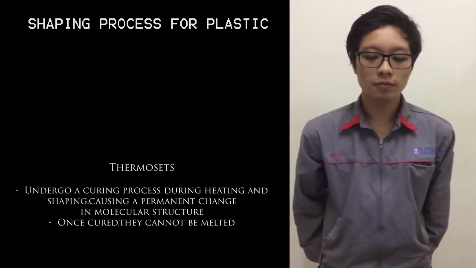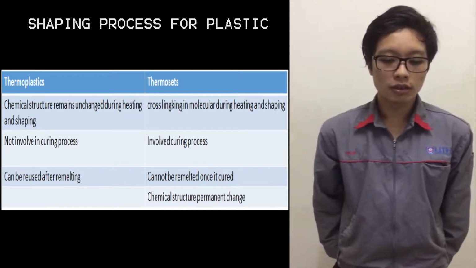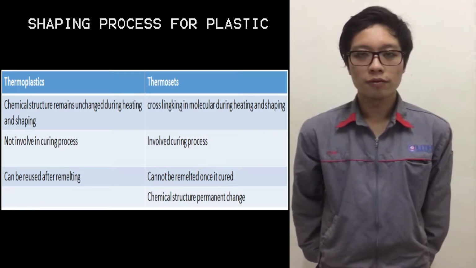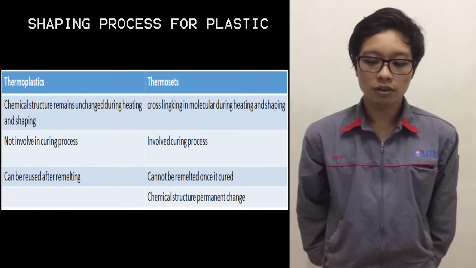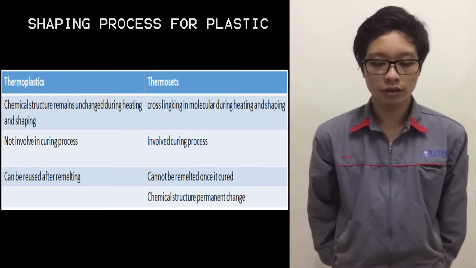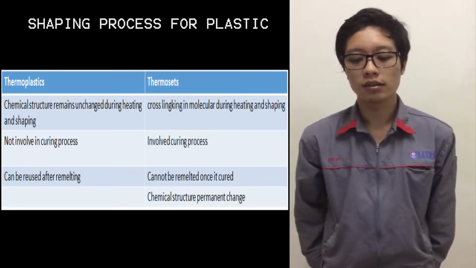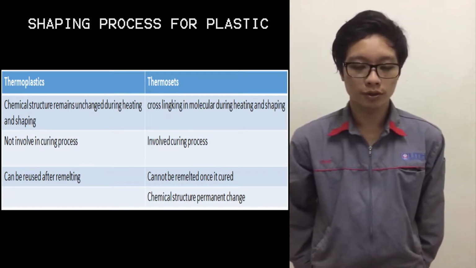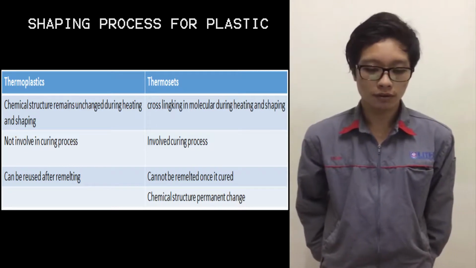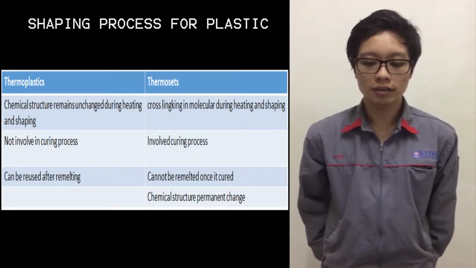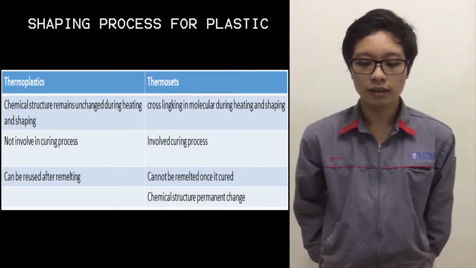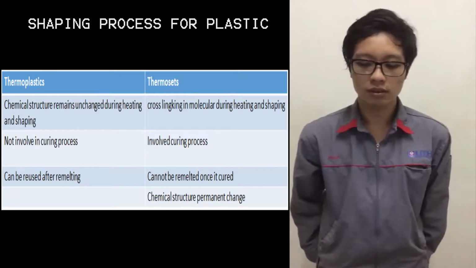So the difference between thermoplastics and thermosets is, for thermoplastics, the chemical structure remains unchanged during heating and shaping. For thermosets, there is cross-linking in the molecular structure during heating and shaping. Second, thermoplastics are not involved in a curing process, while thermosets involve a curing process. And the last one, thermoplastics can be reused after remelting, while thermosets cannot be remelted once cured, and the chemical structure undergoes permanent change.